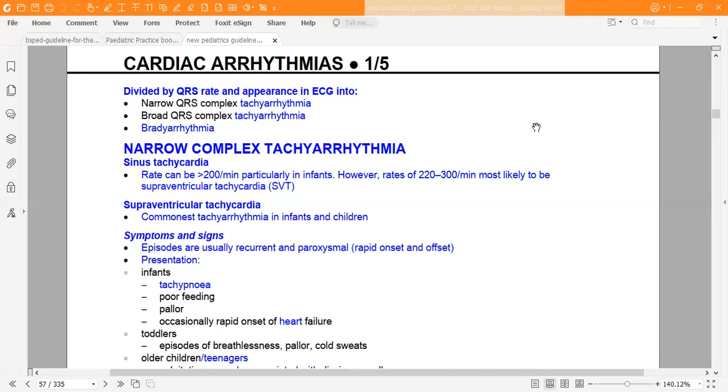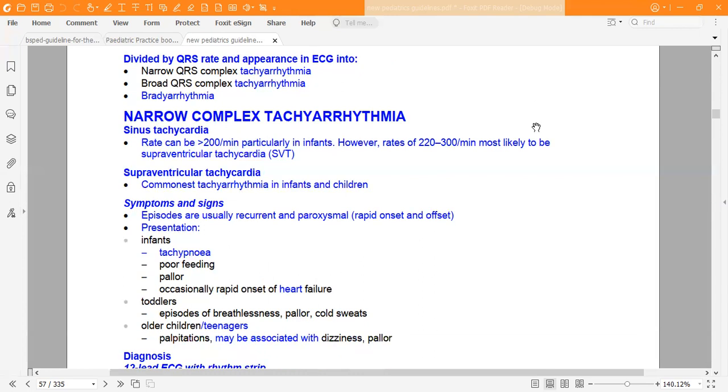As we all know, the types of arrhythmia are divided according to the QRS rate and appearance of the QRS complex on the ECG. So we have the narrow QRS complex tachyarrhythmia, broad QRS complex tachyarrhythmia, and bradyarrhythmia. Okay, let's take it one by one. We have the narrow QRS complex tachyarrhythmia.